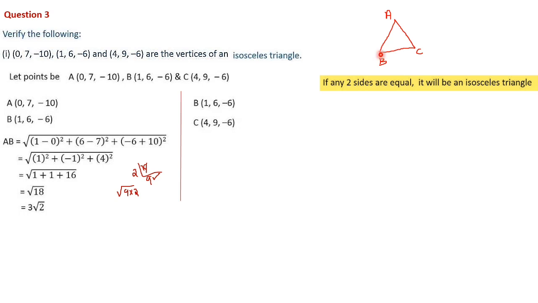You can see here another two points B and C we can take. So BC is equal to the same formula, root of (x2 minus x1), that means (4 minus 1) the whole square, plus (y2 minus y1), that means (9 minus 6) the whole square, plus (z2 minus z1), minus 6 minus minus 6. Minus minus 6 is plus. So (minus 6 plus 6) the whole square. Directly we can do it.